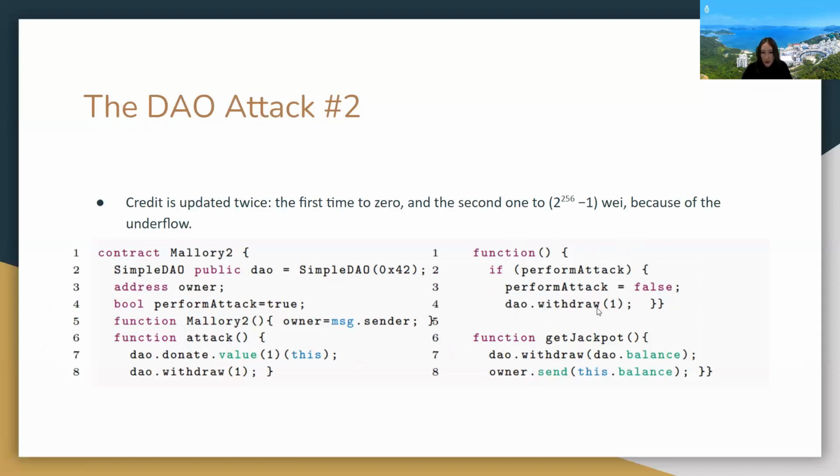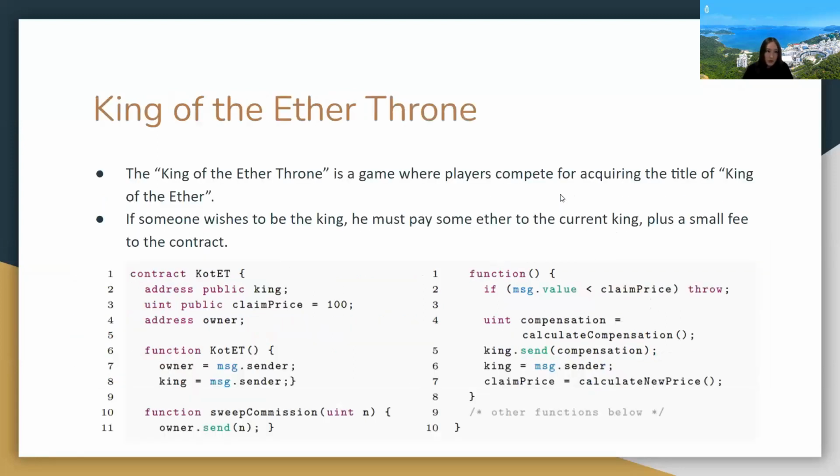The reason why this works is that when you do withdraw 1, and initially the value was 0, the value happens to be 2 to the power of 256 minus 1 wei because of the underflow. This way, the malicious contract can withdraw all of the balance of the DAO contract. So let's go to the next one.